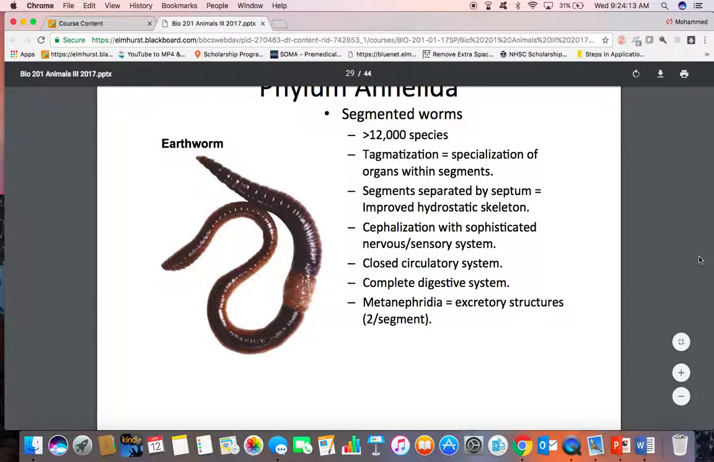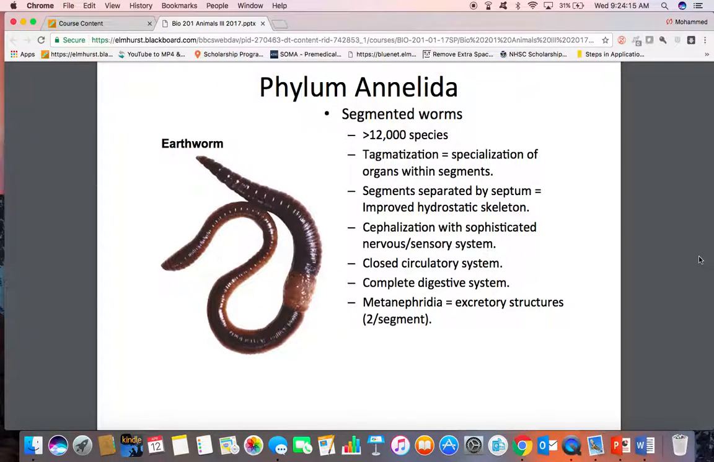Okay, so the next group that we're going to talk about, a new phylum here, are the annelida. The annelids. Annelids are the segmented worms, and that's the big defining structure. They are serial repetitions of coelomic spaces that have little separations between those coelomic spaces called septa.